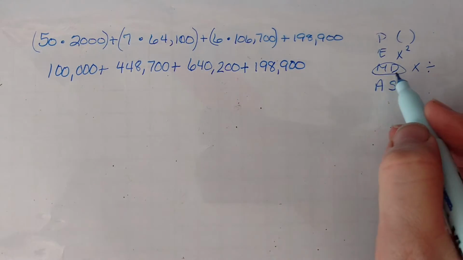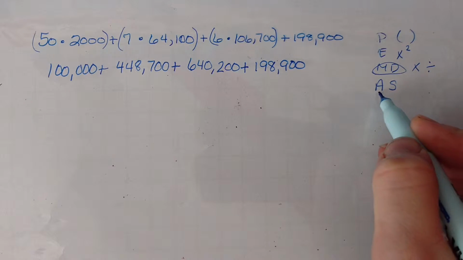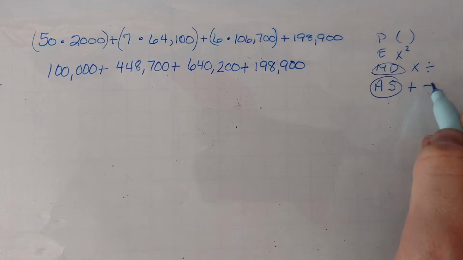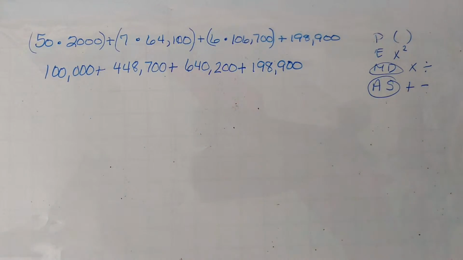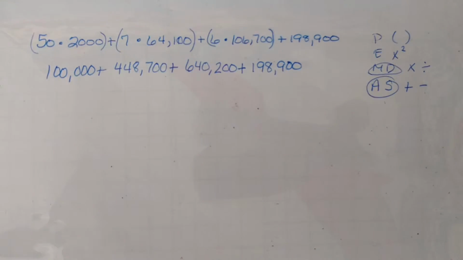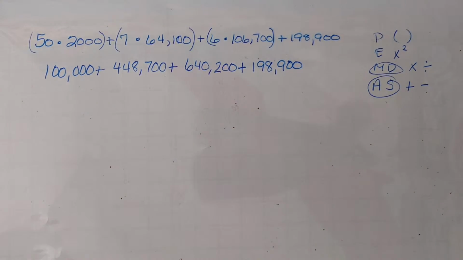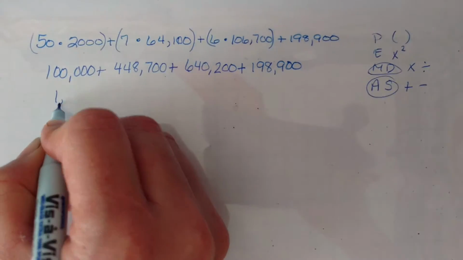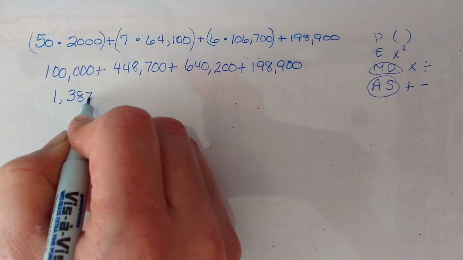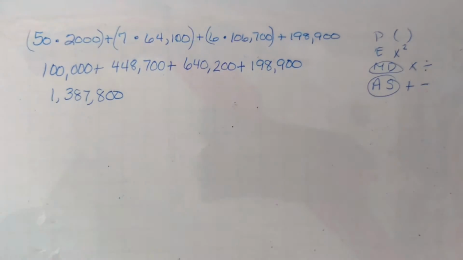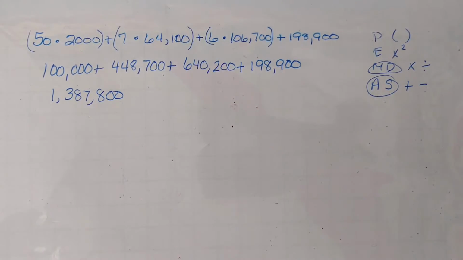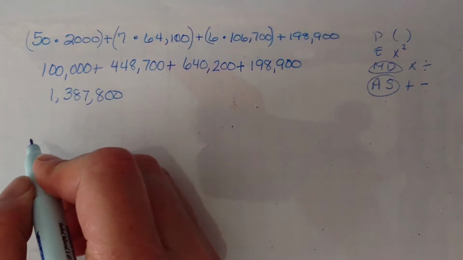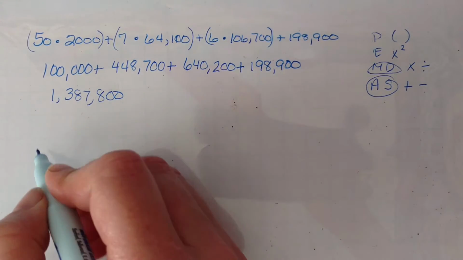Okay, so I've taken care of all of my multiplication. There was no division, so now we're ready for add or subtract. Because these are all addition problems, I can just stack them all on top of each other, add, and I'll get a final answer of 1,387,800 using order of operations. So let's look at a problem that's maybe a little closer to what you'll be dealing with.